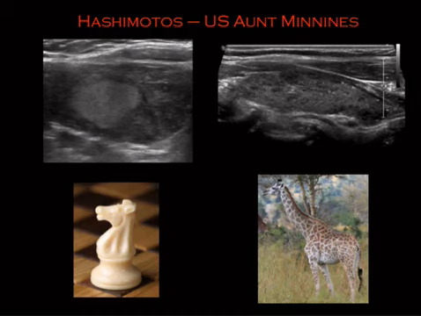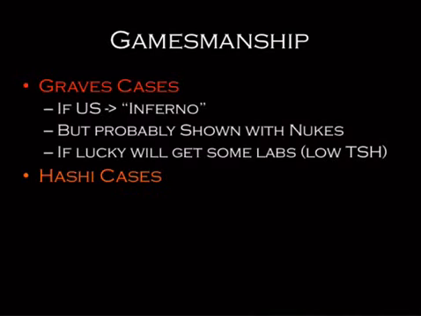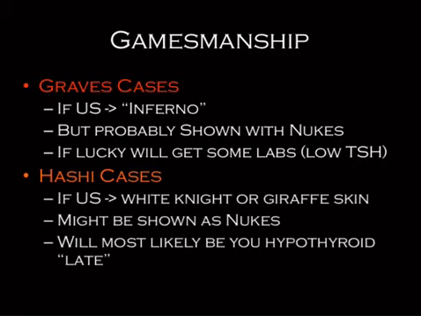But if they only show you one picture, just like the vascularity for Graves, if they show you one picture and it's vascularity with no history, it's Graves. If they show you one picture and it's a heterogeneous thyroid that's got giraffe skin, it's Hashimoto's, even though Graves can also be heterogeneous. So just reviewing real fast, Graves' disease, if they show you the inferno, that's what they want. It's more likely to be shown with nuclear studies, which we'll talk about here in a second. And if you're lucky, they'll give you some labs. It's going to have a low TSH. Hashimoto's can have that white knight or giraffe skin appearance on ultrasound.